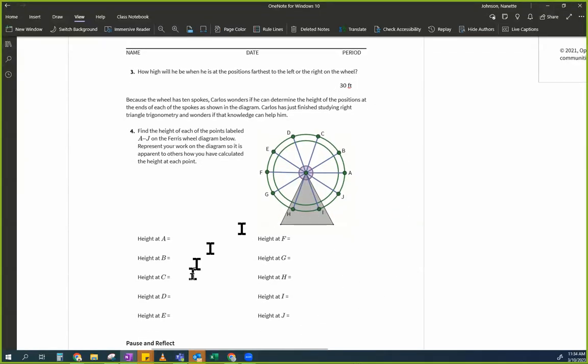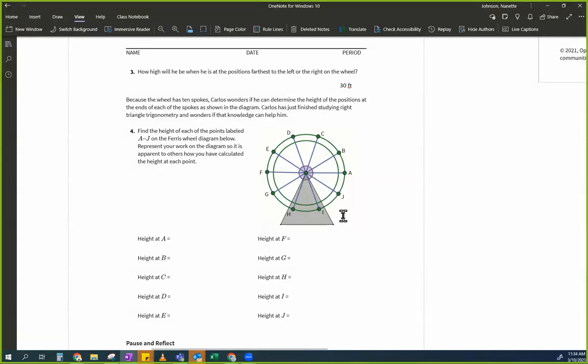So this is where we're going to spend a lot of time. It says, because the wheel has 10 spokes, Carlos wonders if he can determine the height of the positions at the ends of each of the spokes as shown in the diagram. Carlos just finished studying right triangle trig and wonders if that can help him. Obviously, it's going to help you, Carlos. So find the height of each of the points labeled A through J on the Ferris wheel. Represent your work on the diagram so it is apparent to others how you calculated the height of each point.